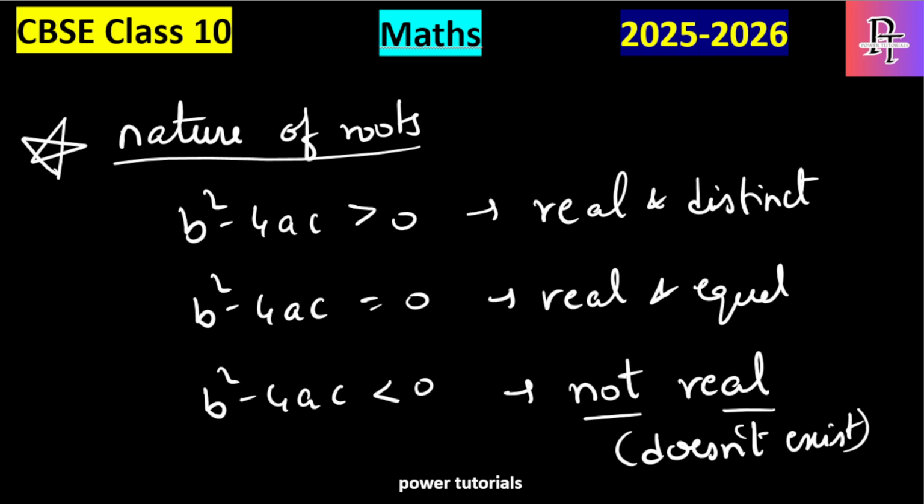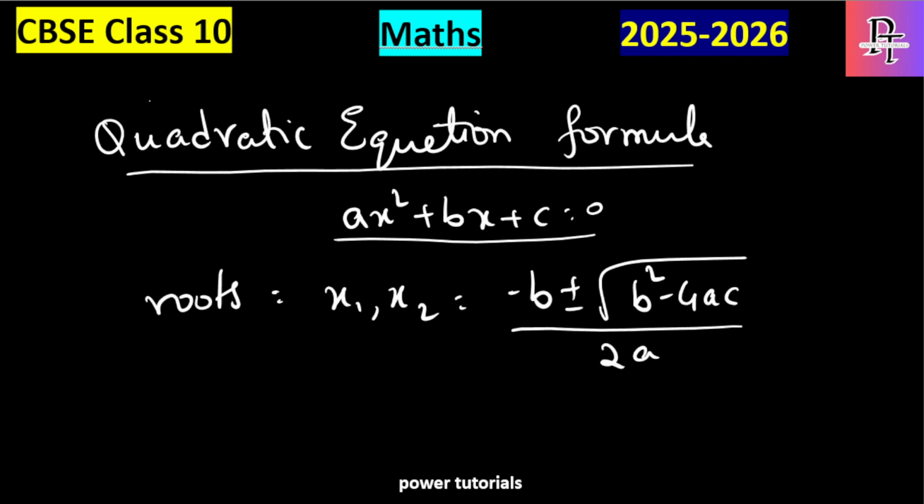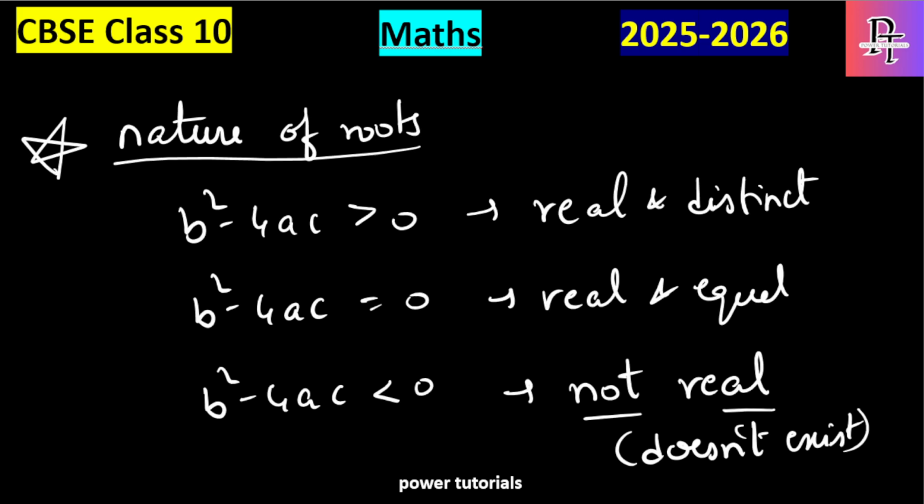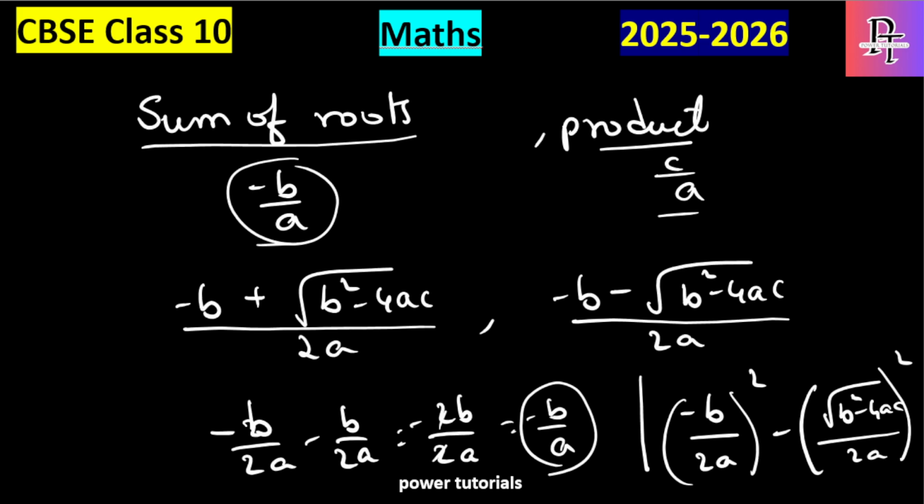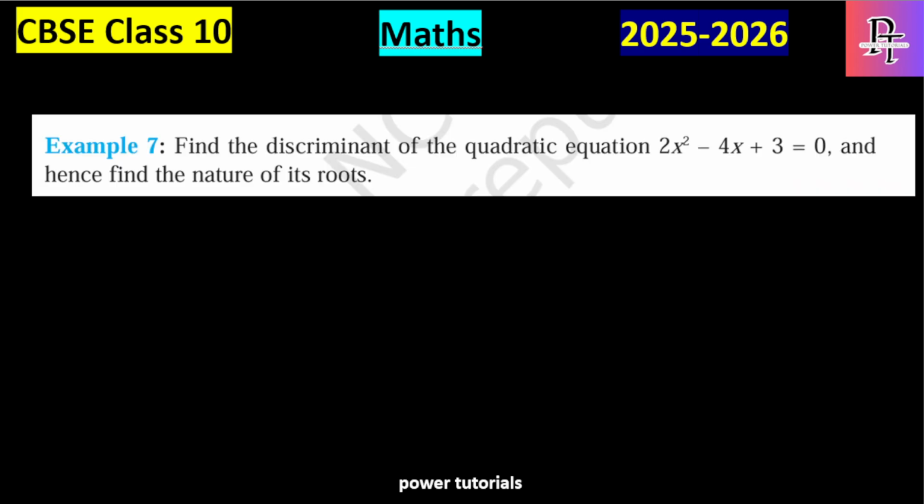So, things we need to remember for exercise 4.3. First one, the quadratic equation formula to get the roots of the equation, which is minus b plus or minus root of b square minus 4ac by 2a. Nature of roots: if b square minus 4ac is greater than 0, real and distinct; equal to 0, real and equal; less than 0, not real, or you can say that it does not exist. And we also found the proof why the sum of roots is minus b by a and the product of roots is c by a. Now let's start with example questions.